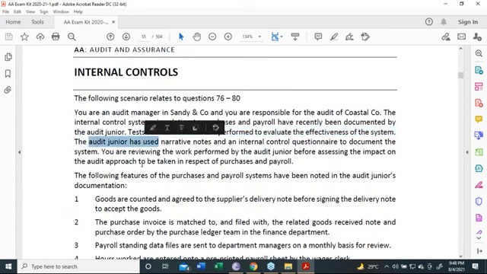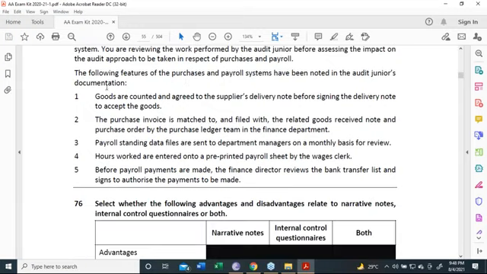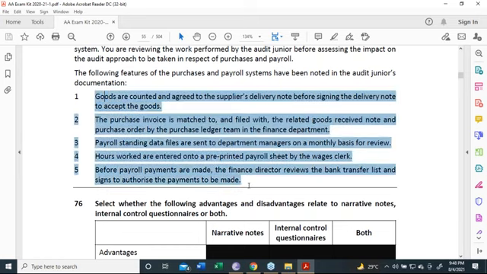The audit junior has used narrative notes and internal control questionnaires to document the system. You are reviewing the work performed by the audit junior before assessing the impact on the audit approach to be taken in respect of purchase and payroll. The following features of the purchase and payroll system have been noted in the audit junior's documents. So this is the most important part of the question. This is about the client system.